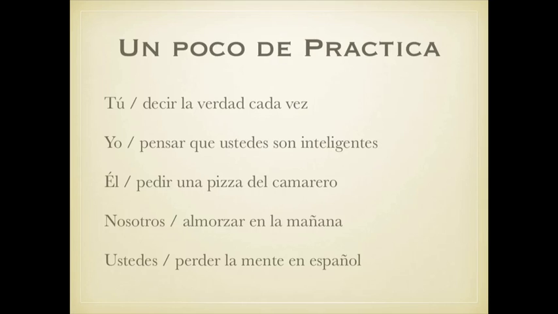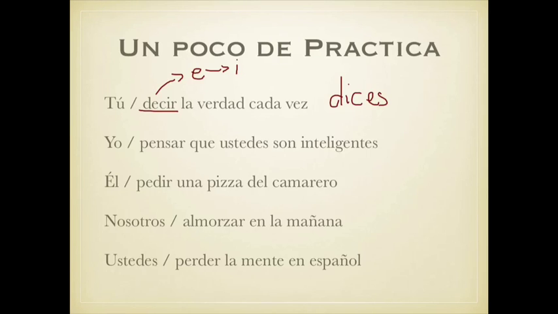All right, so here we go. Tú decir la verdad cada vez. So we know that this is a stem changer. It's going to change from an E to an I. So we're going to say dices because it falls within the boot.